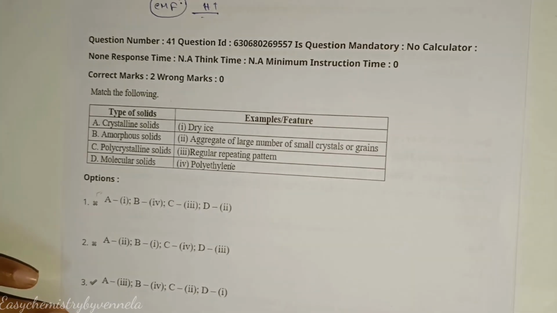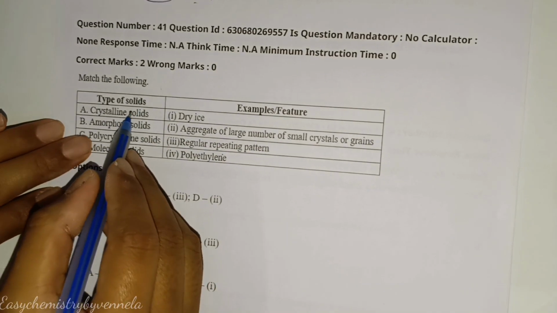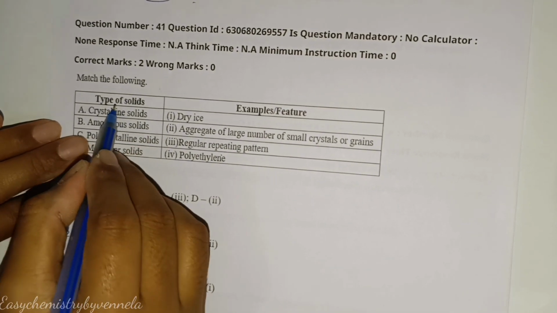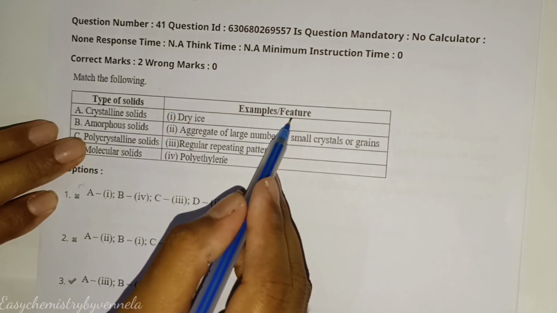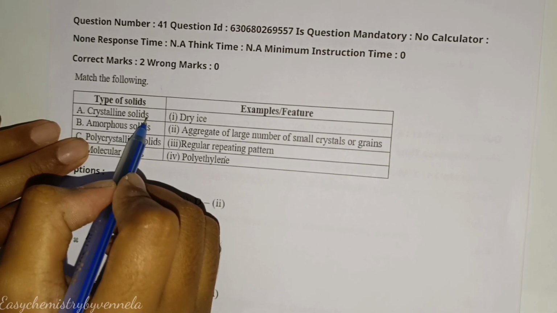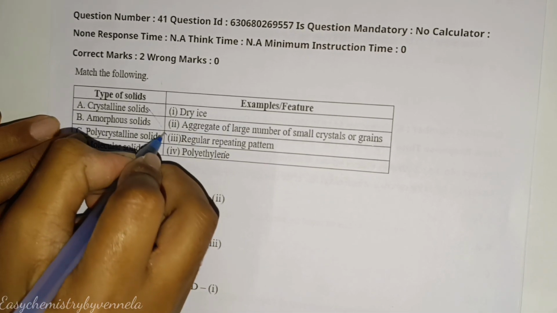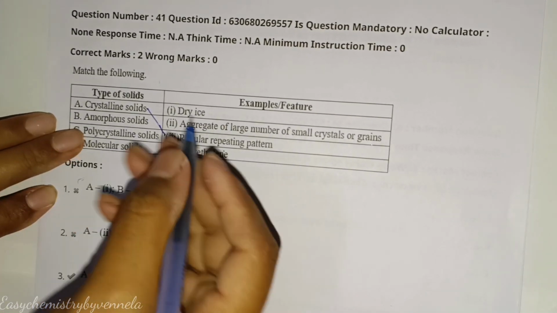So this is the continuation of the NTPC previous year paper. Next question. Match the following. Here they given the types of solids and examples are featured. Crystalline solids. Crystalline solids have particles arranged in a regular and long range repeating pattern.